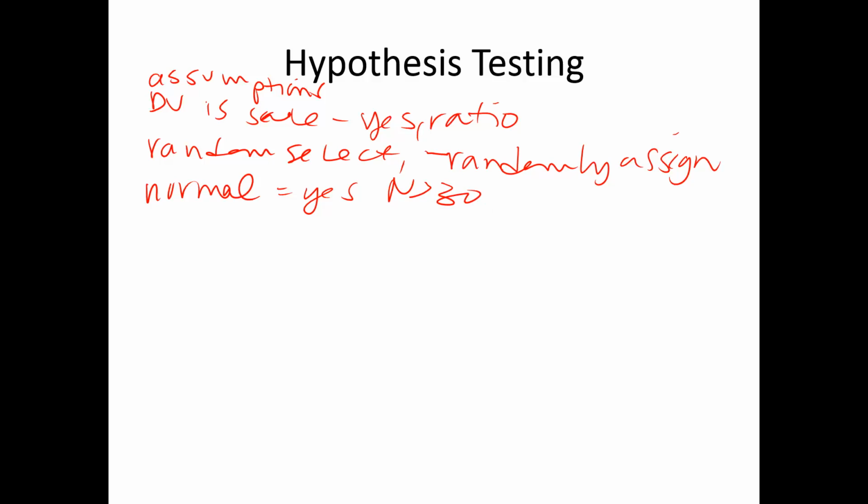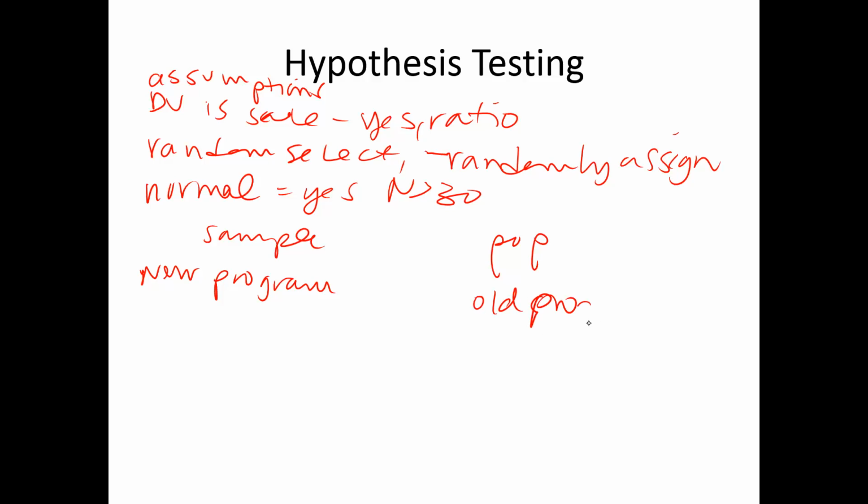So for step 2, we're going to list the sample and the population. So our sample is all the dogs who took the new program versus all the dogs who took the old program. And so our DV is going to be their score on the obedience test.